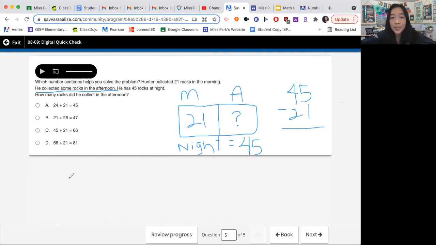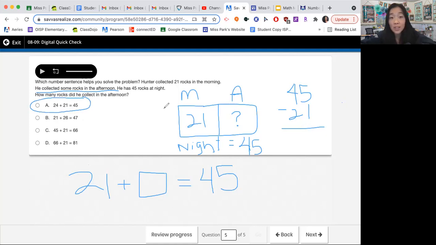Now, the reason why we don't see any subtractions is because what they want us to do is they want us to find out what 21 plus what would give you 45. So that's another way to do, if you're not good with subtraction, this is another way to do this problem so that you're using addition. So 21 plus what would give you 45? Now, the only one that looks like would work is A.